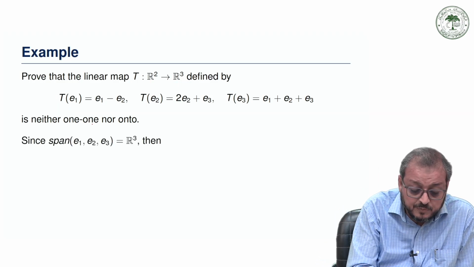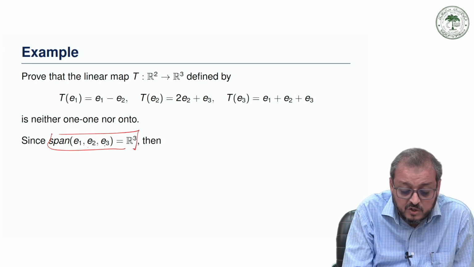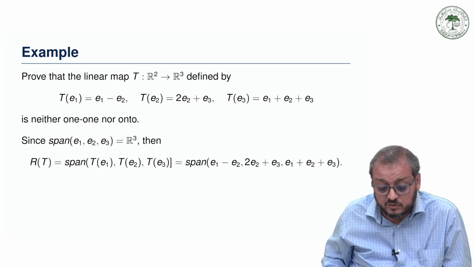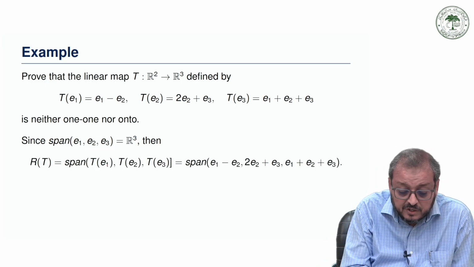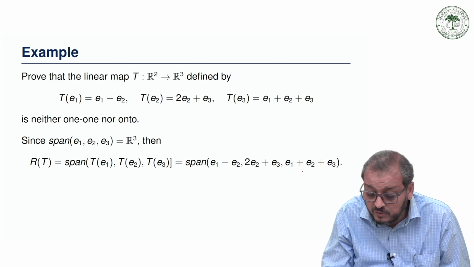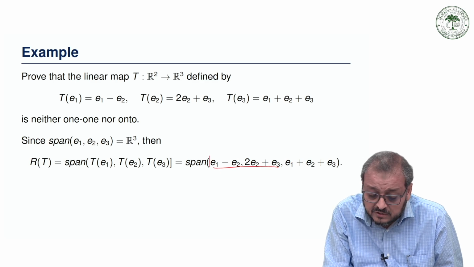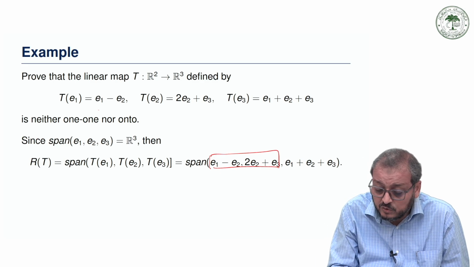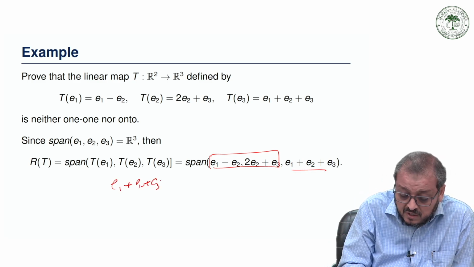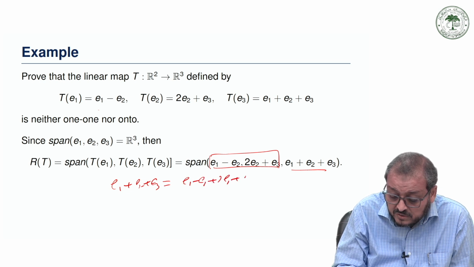So the span of E1, E2, E3 is equal to R3. Then clearly R(T) is equal to the span of T of E1, T of E2, T of E3. Now you can check clearly: if you take the sum of these two vectors, E1 minus E2 and twice E2 plus E3, you get the third vector. So E1 plus E2 plus E3 can be written as E1 minus E2 plus twice E2 plus E3.